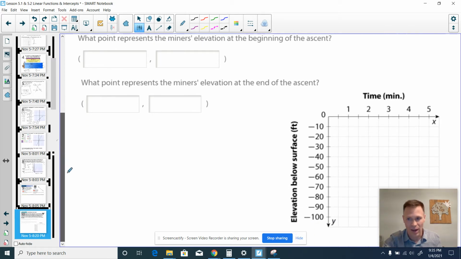So again, let's look at this graph here. We have time in minutes on the x-axis, and we have the elevation below the surface, right? So this point right here represents 0 time has gone by, and they're 100 feet below the surface. This point, for instance, right here would be 5 minutes have gone by, and they are at 0 feet, at the surface, right?